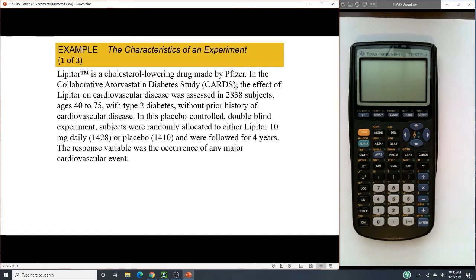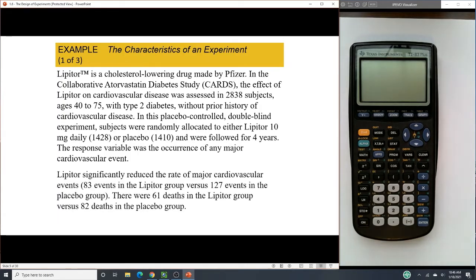And they don't have a prior history of cardiovascular disease. In this placebo-controlled double-blind experiment, so we have both a placebo and a double-blind, subjects are randomly assigned to either the Lipitor 10 milligrams or the placebo and followed for 4 years. Okay, and then the response variable was the occurrence of any major cardiovascular event.